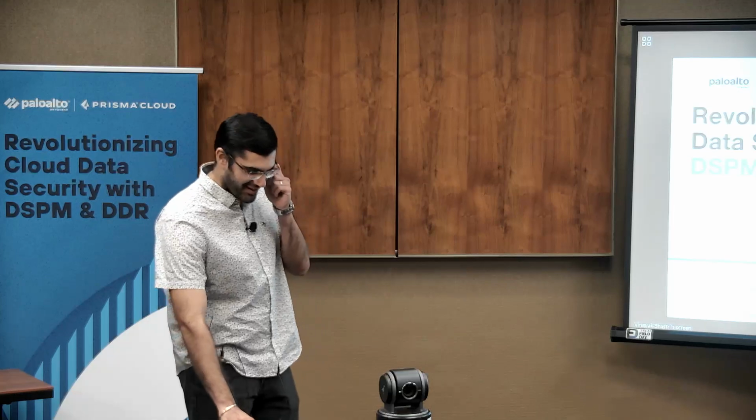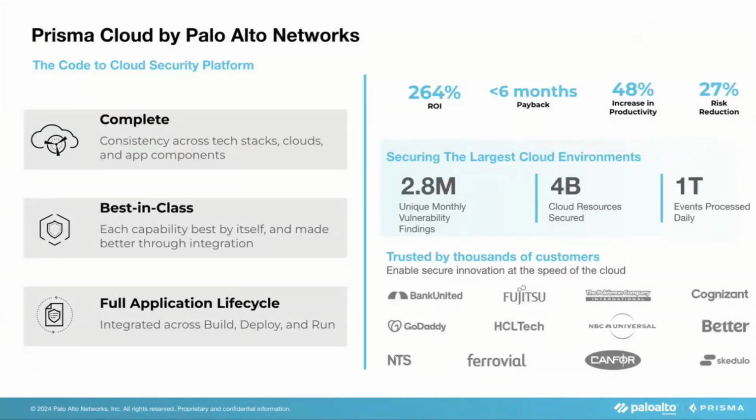Before I get started, let me just ask a question. How many of you know what Prisma Cloud is and what we do here at Palo Alto Networks? Okay, so a good amount of you. But for those that don't know, Prisma Cloud is our cloud security business here at Palo Alto Networks. It's our code to cloud security platform, and it was built on three main key principles: we wanted to build complete and consistent security across different cloud vendors, CSPs, and different application components.